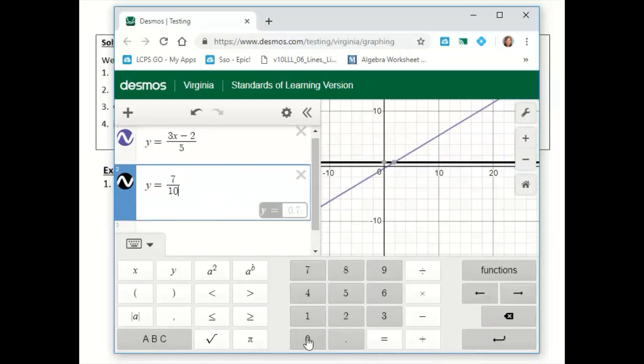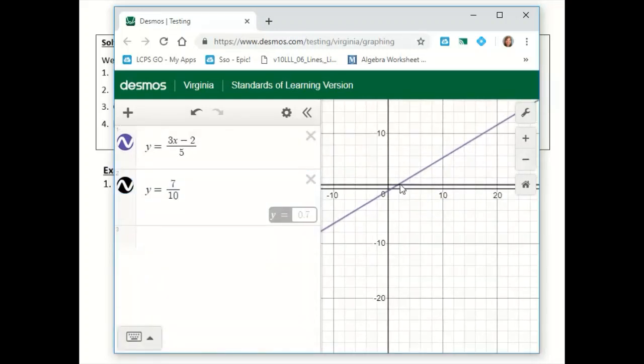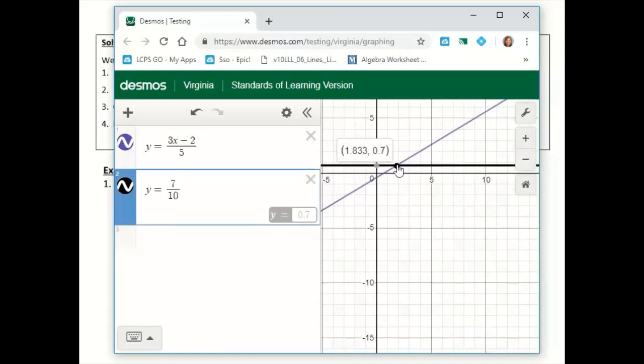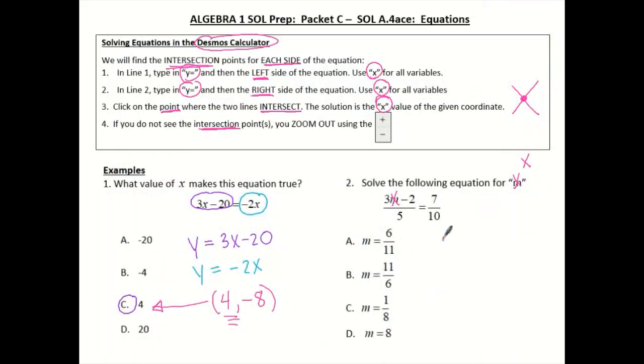Now again, I want to look at where they touch. I'm a little zoomed out here. It might help if I click the plus sign so I can see where they exactly touch. Now again, I'm always looking for that x value. So that's 1.833. So I can come over here and say that m is going to be equal to 1.833. But I look at all my answers and they're all in fractions. So I need to see which fraction matches this decimal.